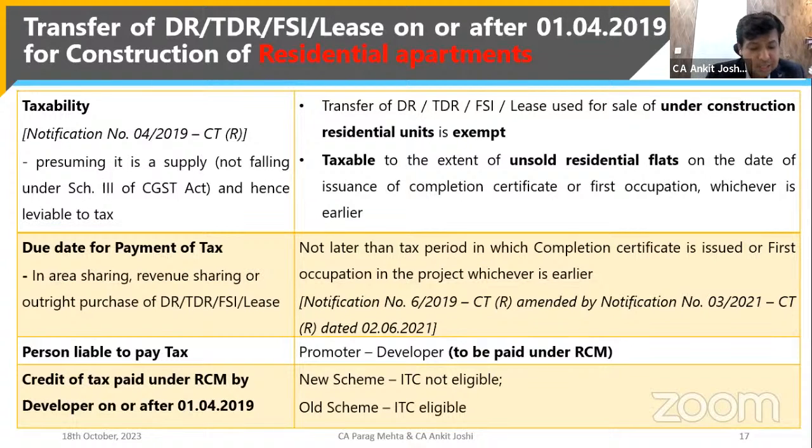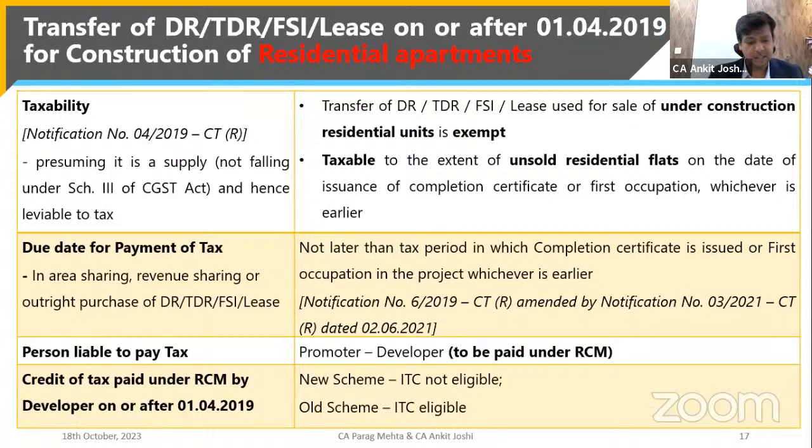Now, one of the biggest changes is that earlier, whoever was selling you the DR, TDR was responsible to pay the GST. However, with effect from 1st April 2019, the promoter developer will be the one paying GST on that proportionate part of unsold residential flats under reverse charge. Not by the seller, but by the promoter developer under reverse charge.